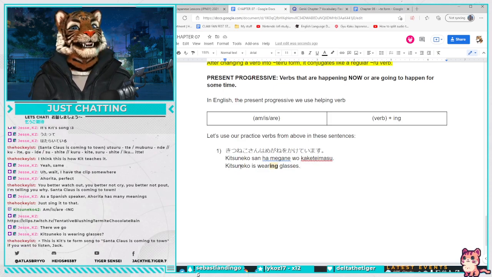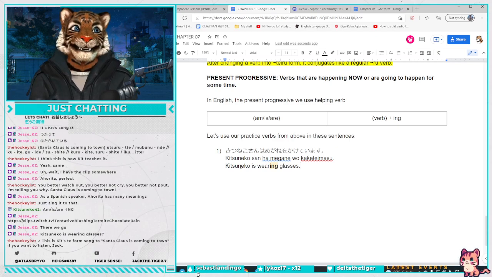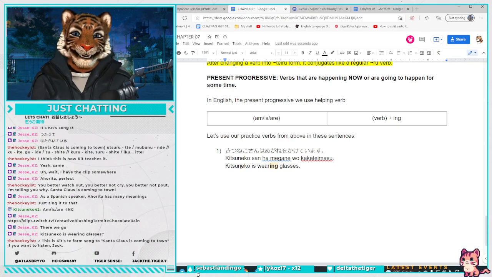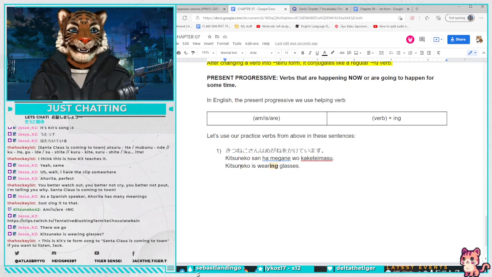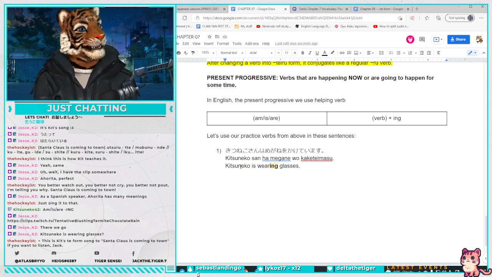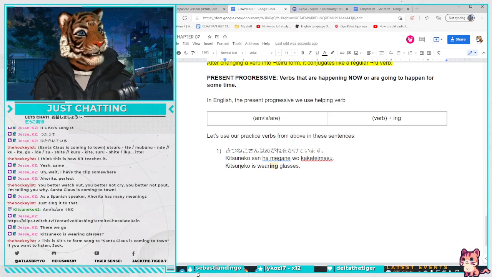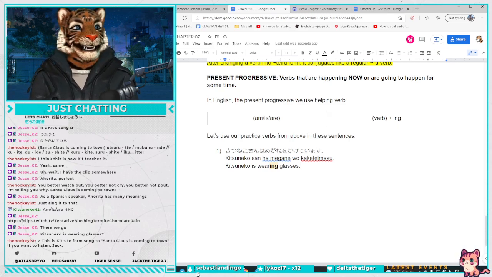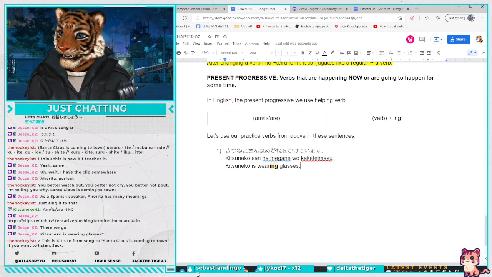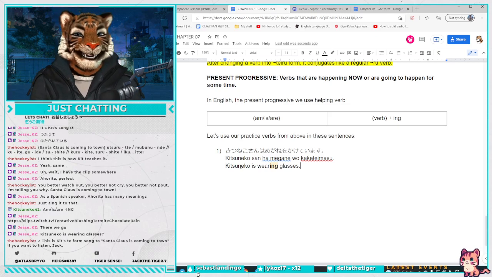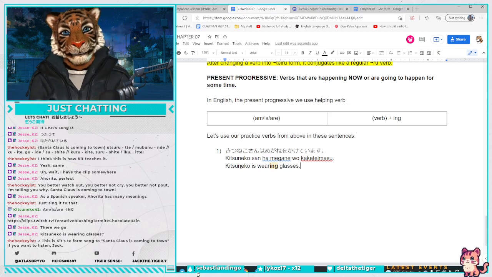We could say Kitsuneko-san wears glasses, but that's like, yeah, we know. But if you say that they are wearing glasses, you know that right now, at this point, they're wearing glasses. Because if you have glasses, you're not going to sleep with your glasses on. And some people don't eat with their glasses on. So, in this case, this is how to differentiate between the two.